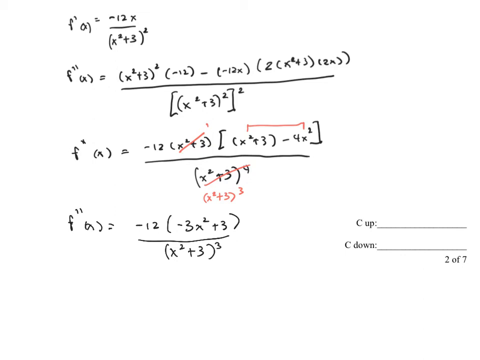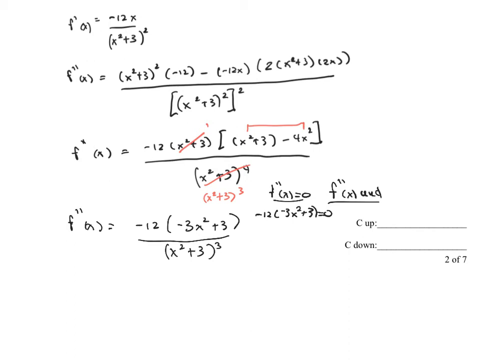So the question is, I have two separate questions. When is the second derivative equal to 0? And when is the second derivative undefined? I need to find those points because those are where I'm going to break up the intervals. Well, a fraction is equal to 0 when its numerator is equal to 0.